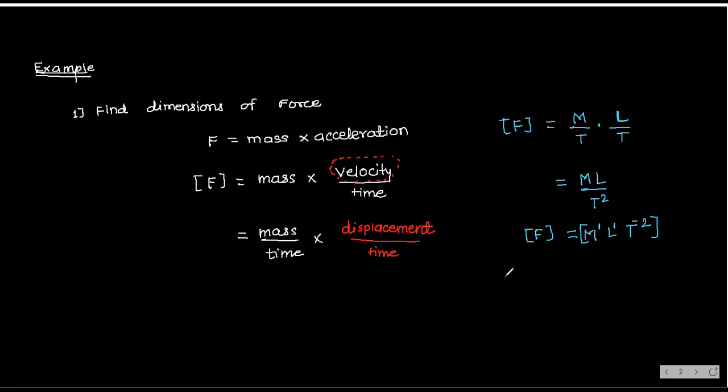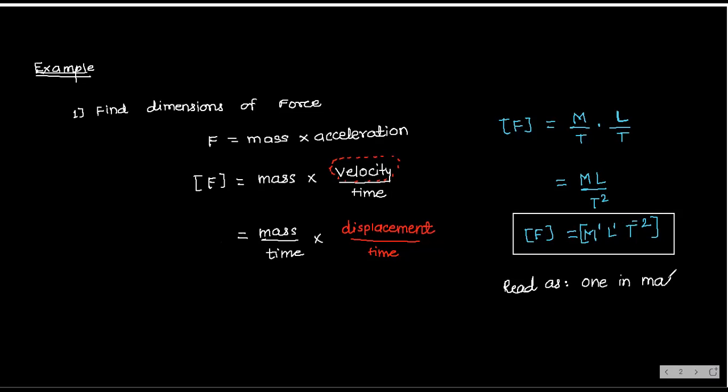Now how to read? See here, read as. I'm keeping this in the box. Read as one in mass, one in length, and minus 2 in time. Okay, this is what dimensional analysis is.